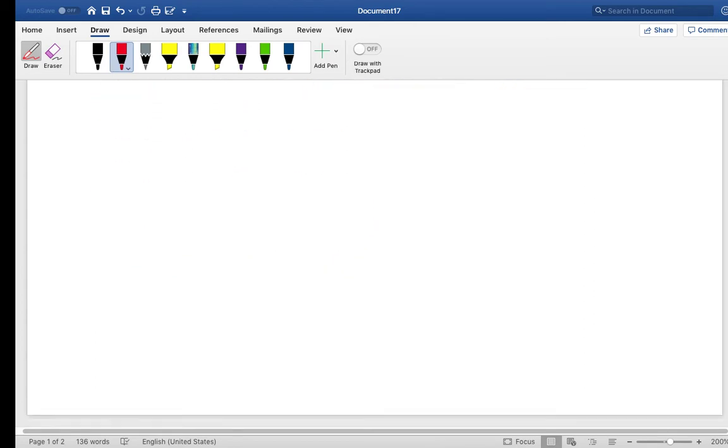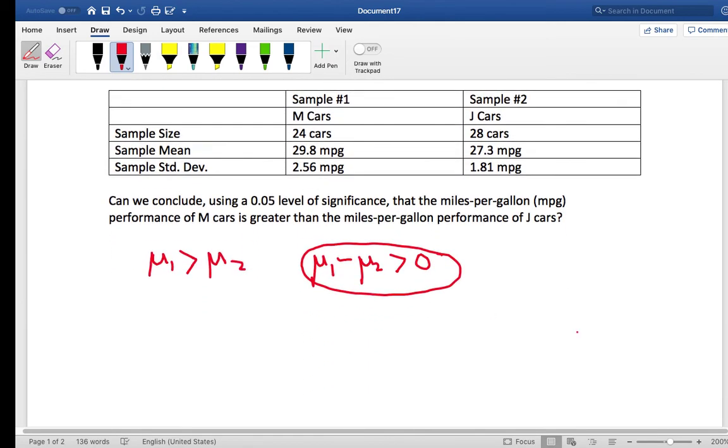So let's just go through and add those in. So we're going to have our alternative hypothesis is this guy in here. The null hypothesis that will go with that will be H0. That's going to be mu1 minus mu2 is less than or equal to 0.